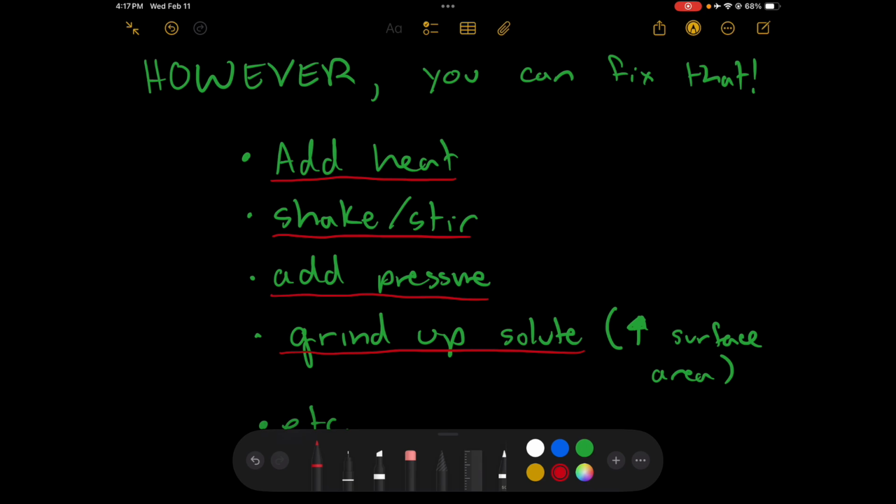Because remember, just because something has a positive delta G value under the given conditions doesn't mean it always has a positive delta G value. If you switch up the conditions, like changing the temperature, which is in the formula, delta G equals delta H minus T delta S, so if you increase the temperature, you can change the conditions and make that delta G value negative overall. So remember, just because something isn't spontaneous right now doesn't mean it's always non-spontaneous or not favorable. You can fix it by altering your conditions.